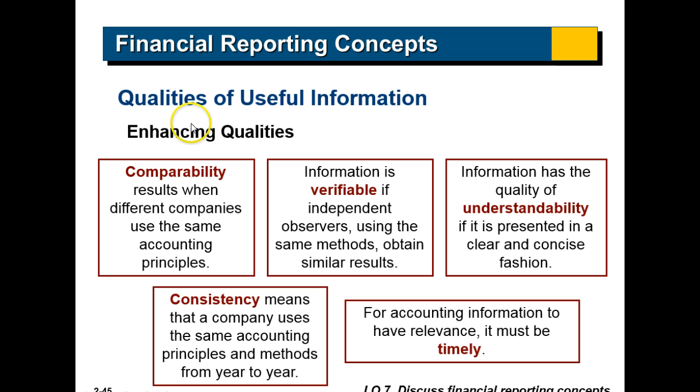Qualities of useful information. For information to be useful, you've got to be able to compare it. That's why we all have to adhere to similar guidelines, so we can compare one automaker to another automaker. So if one company is using Euro dollars, and we're supposed to be using US dollars, and then General Motors is using US dollars, how can you compare when we're not working on the same base? Am I making sense?